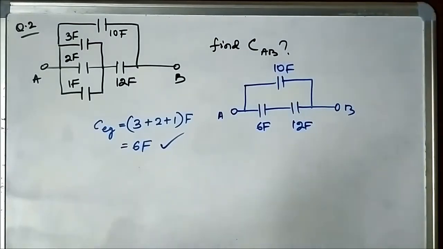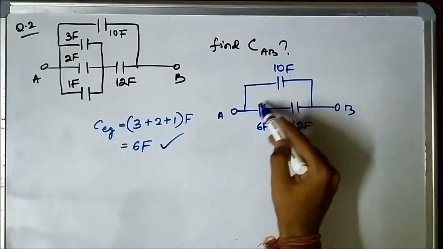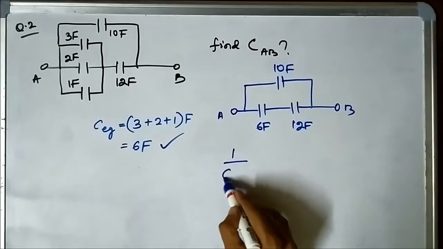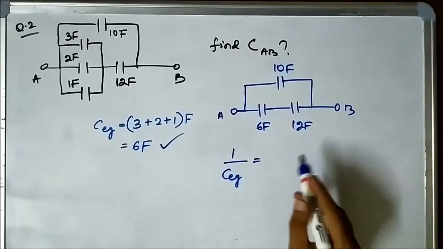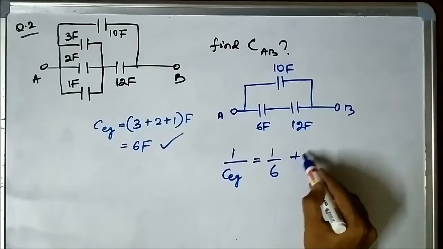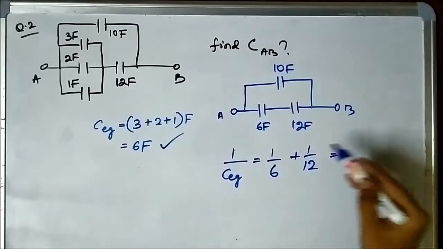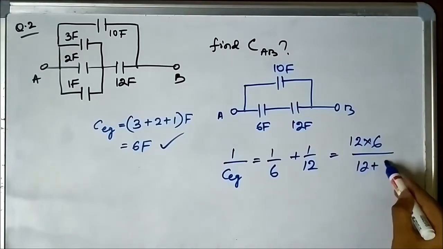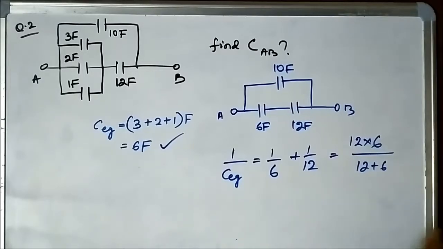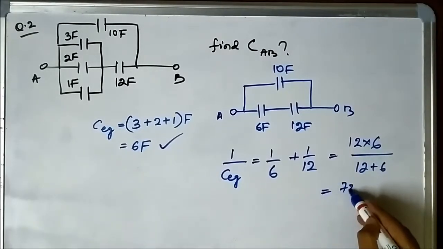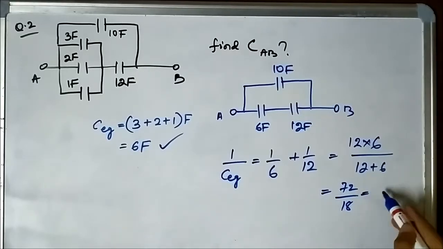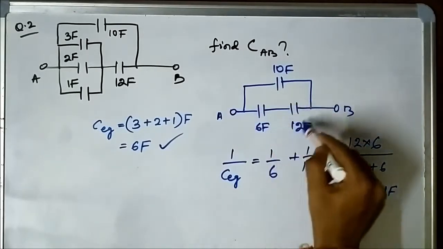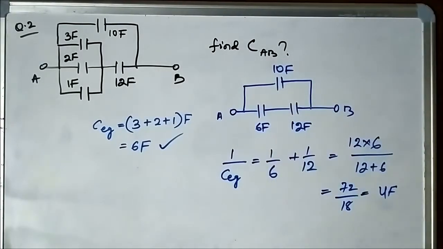So the equivalent capacitance of this combination of 6 farad and 12 farad, here we will use the formula of reciprocal. 1 by C equivalent is equal to 1 by 6 plus 1 by 12, and directly we can also calculate it as 12 into 6 by 12 plus 6. We will get the same result if we do it. So we will get 72 by 18, which is equal to 4 farad. It is the equivalent capacitance of this combination of 6 farad and 12 farad, which we calculated as 4 farad.